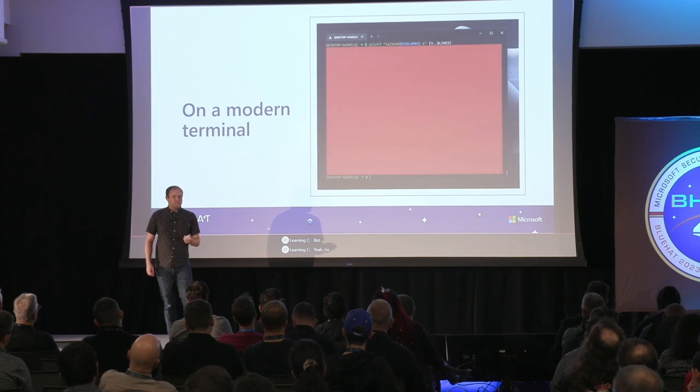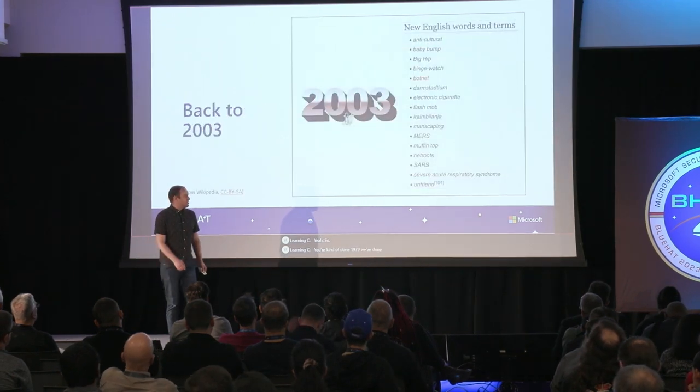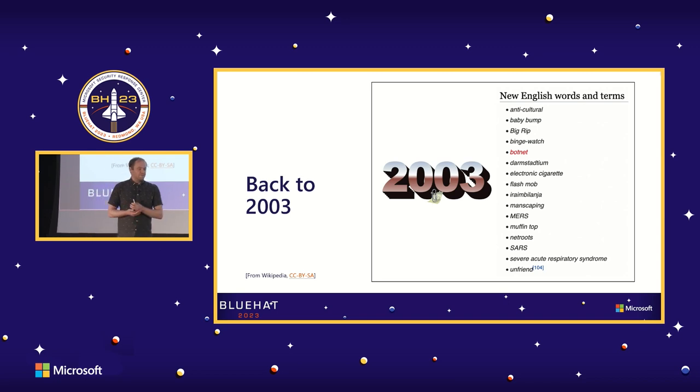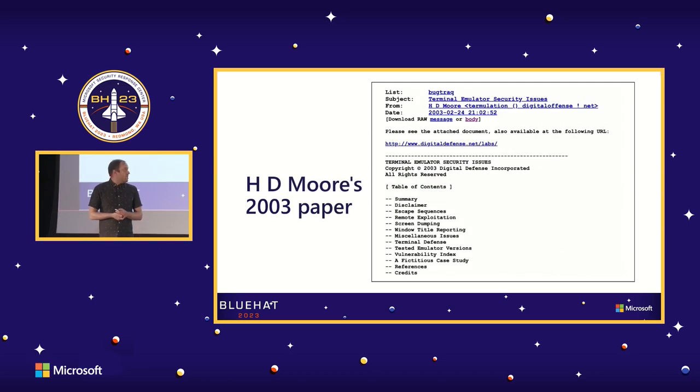We've kind of done 1979, we've done the 1980s. Let's go on to 2003. So 20 years ago, there are some interesting things. This is from Wikipedia: new English words that were coined, botnet, and also China dealt with the first SARS outbreak. Something else more interesting happened in 2003, which is this paper from H.D. Moore. There are various things in this, but we've already talked about escape sequences.